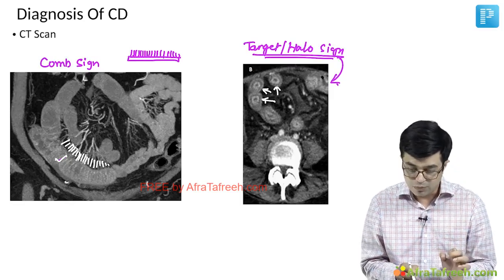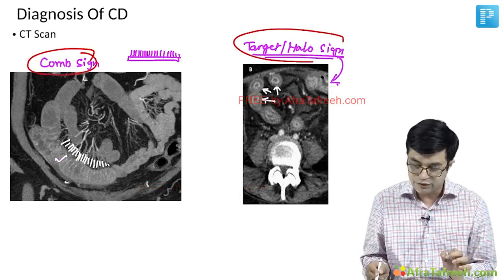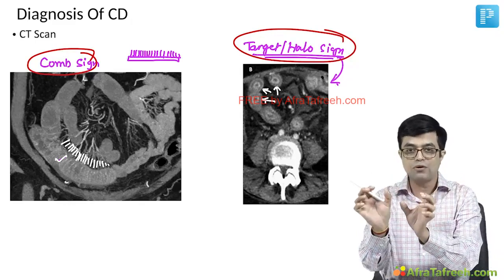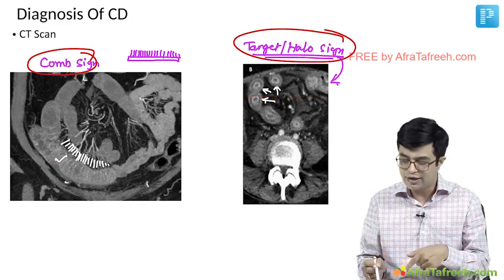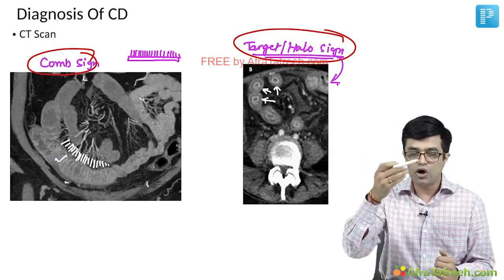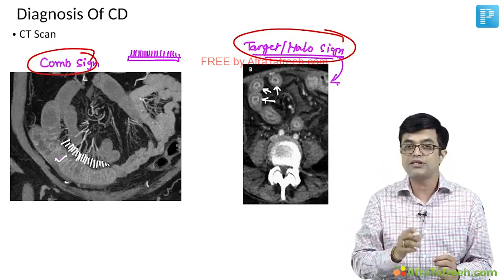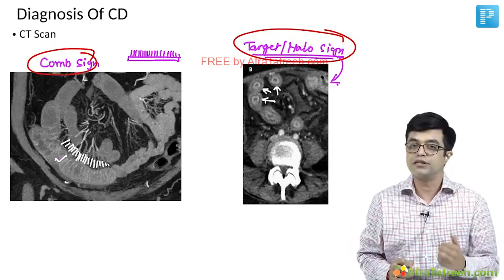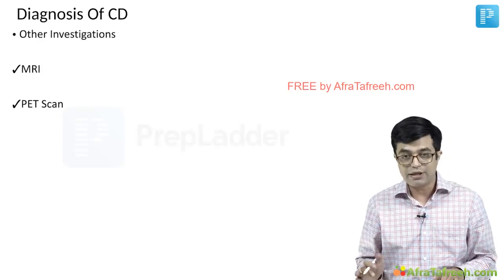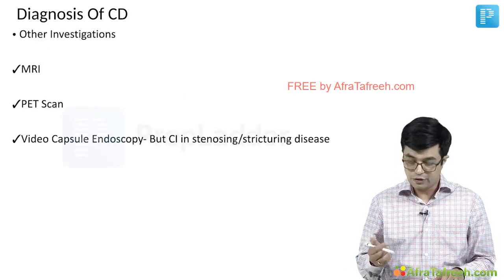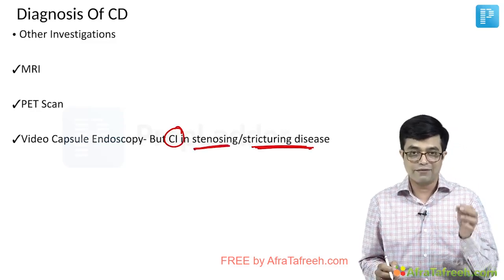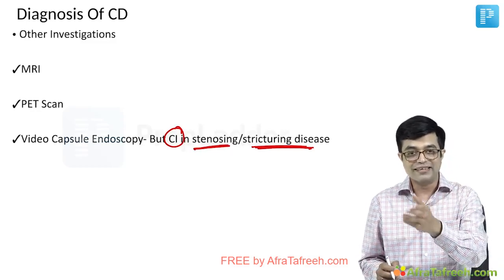The important thing is both the comb sign as well as the target halo sign are, first of all, seen better on CT scan. Secondly, they are never diffuse. There may be multiple combs visible because there are skip areas. Similarly, instead of a single target sign, you may find multiple target signs with apparently normal space in between, which will indicate that skip lesions are present, which again will be in favor of Crohn's disease. Other than that, other investigations like MRI and PET scan can be done, and video capsule endoscopy can be done. But video capsule endoscopy will be contraindicated in case of stenosing or stricturing disease, because the video capsule, the endoscope that you are putting in, will get stuck there.